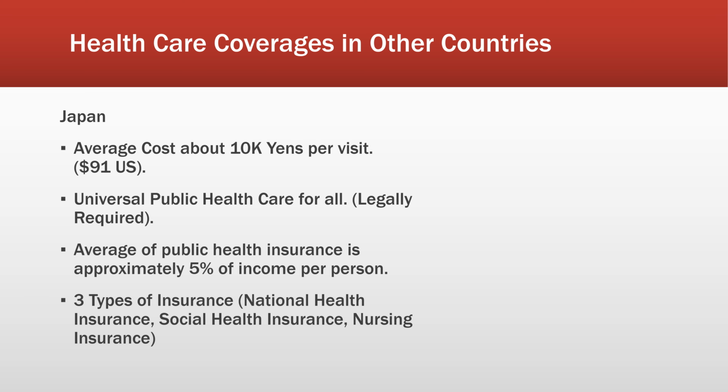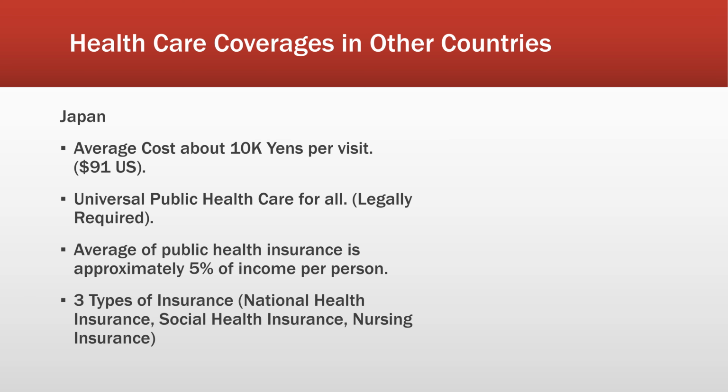And our last country that we'll be presenting is Japan on healthcare coverages. Now, Japan's average cost is about 10,000 yen per visit, or about 91 US dollars. And Japan currently has a universal public healthcare system for all, which is currently legally required by the country. And the average cost of public health insurance is approximately 5% of the income per person. That's just an average. And there are 3 types of insurances in Japan.